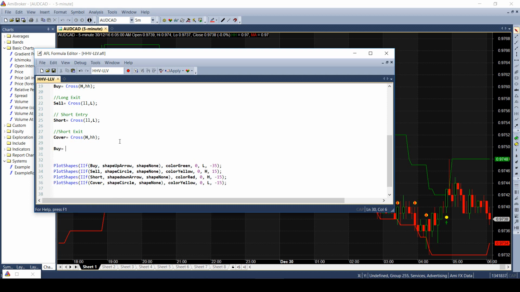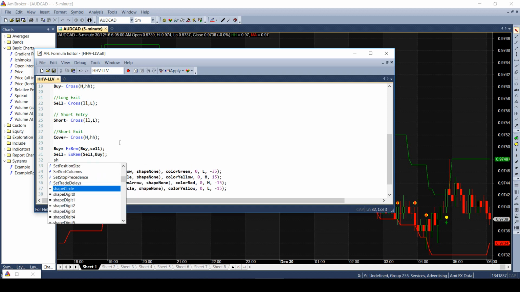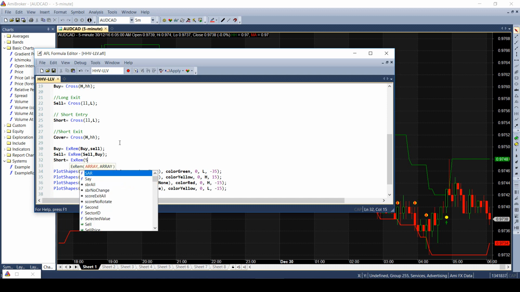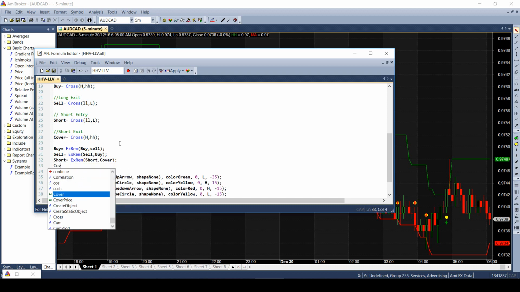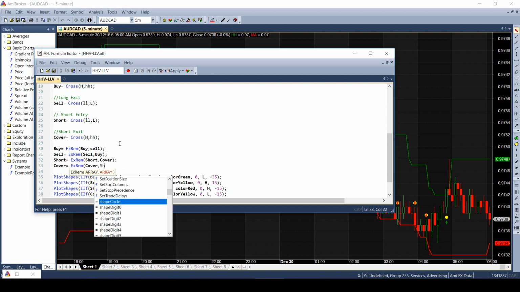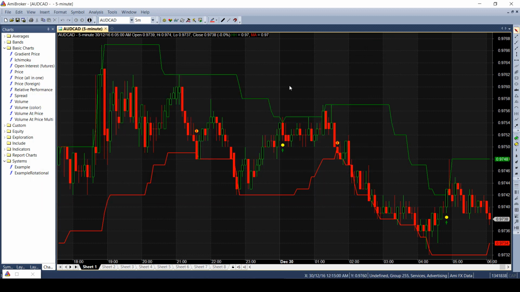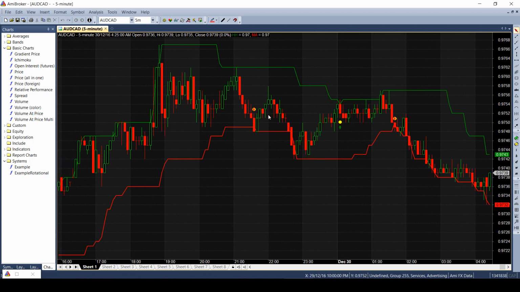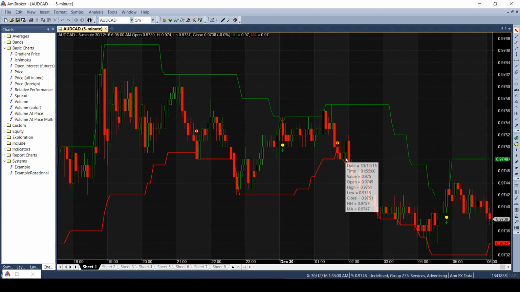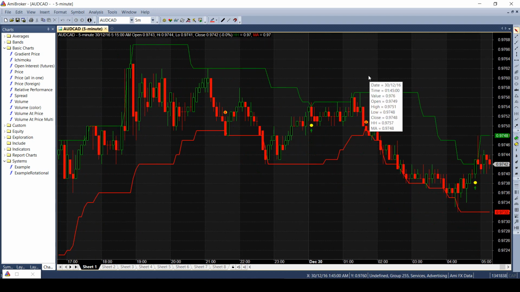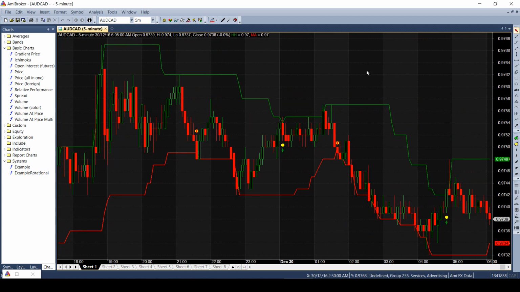Let's add xrem to our code. Save this file to see the difference on the chart. See, we are able to get rid of excessive signals. Using xrem, we have a proper cycle of long entry, long exit, short entry and short exit.